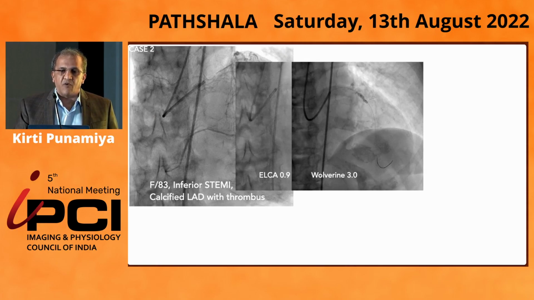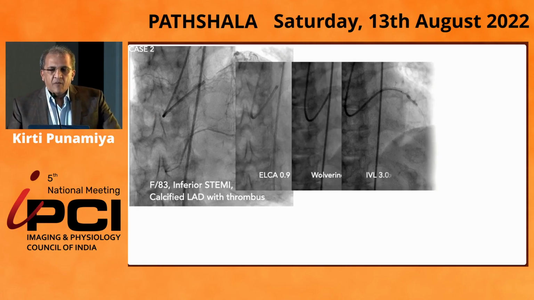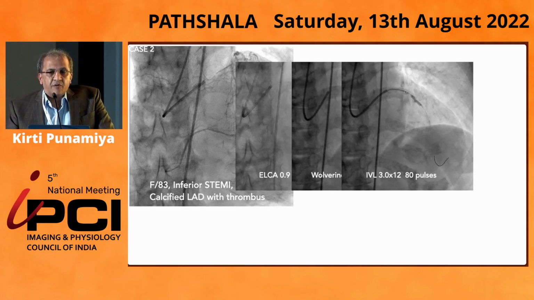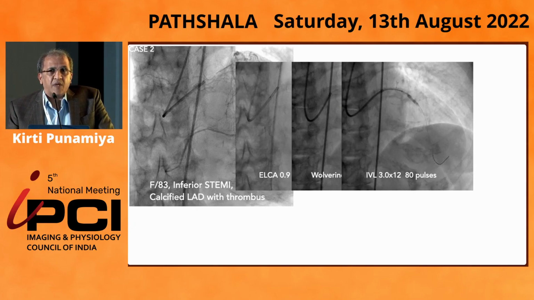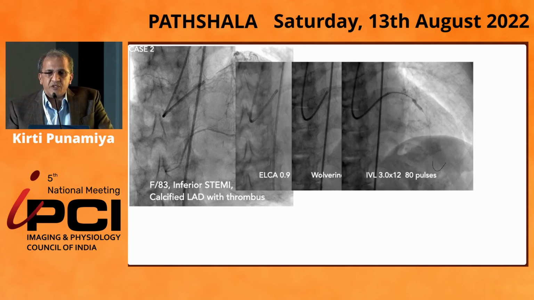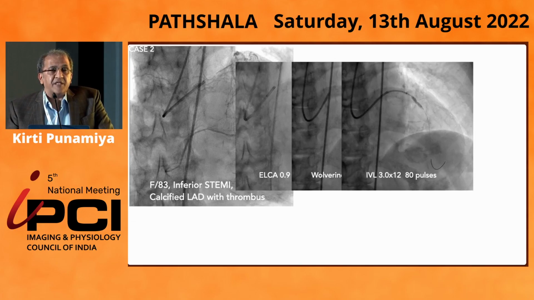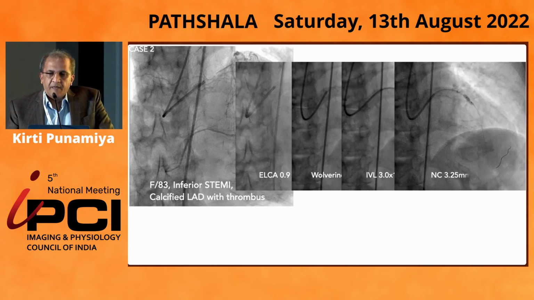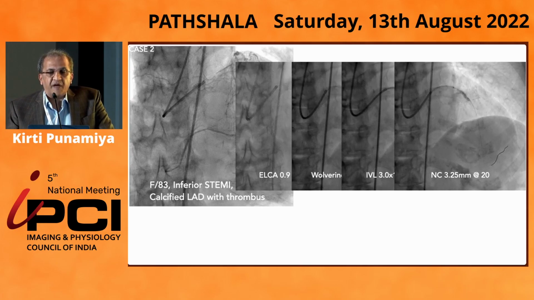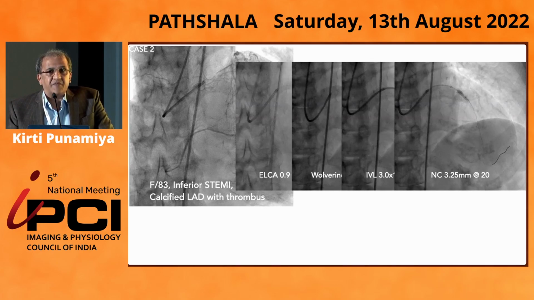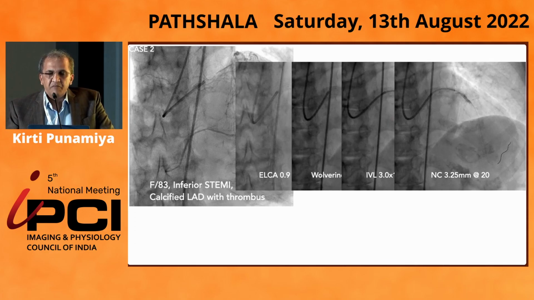You can see the 3.0 Wolverine not expanding. We went in with the IVL 3.0 based on the IVUS images, and this is 1:1 IVL for the lesion there, and 80 pulses with the indentation still remaining. We went in with a 3.25 NC balloon, 20 atmospheres. We went up to 24, no change.